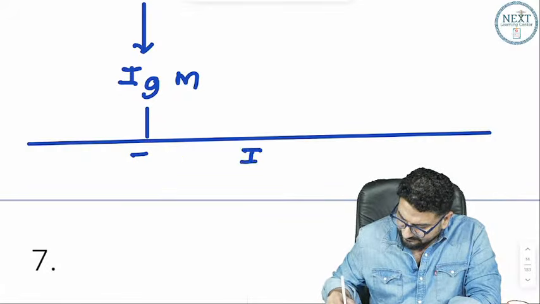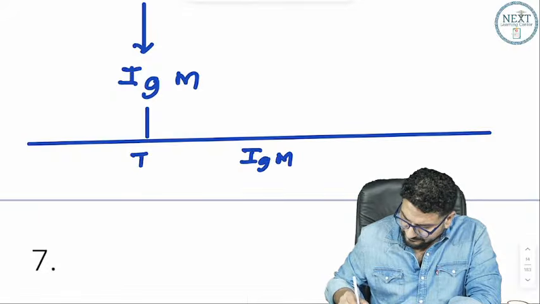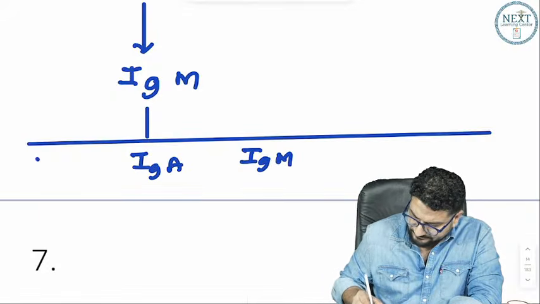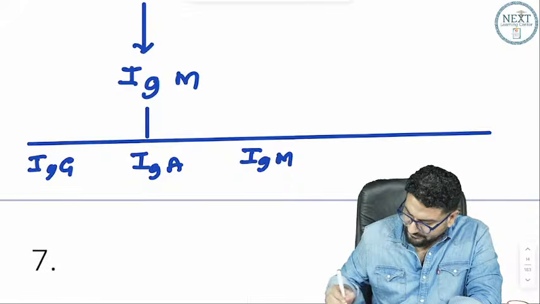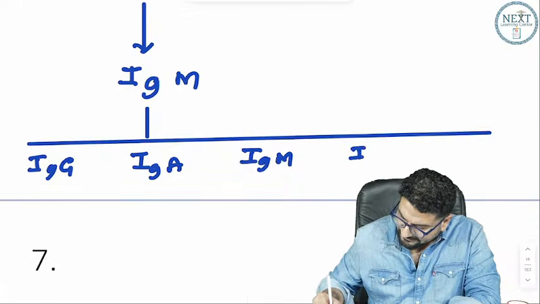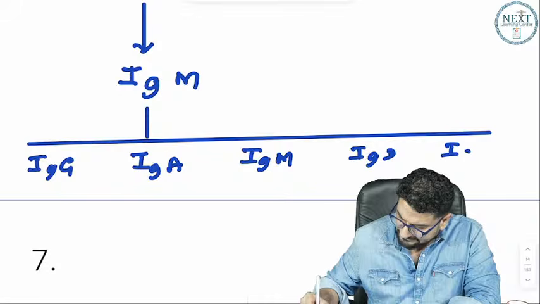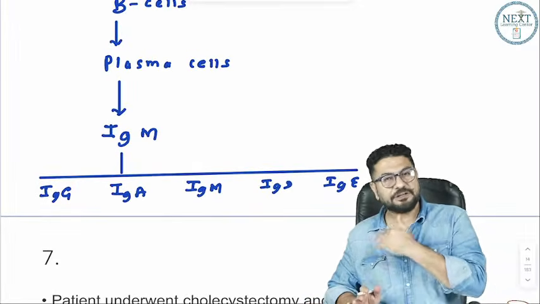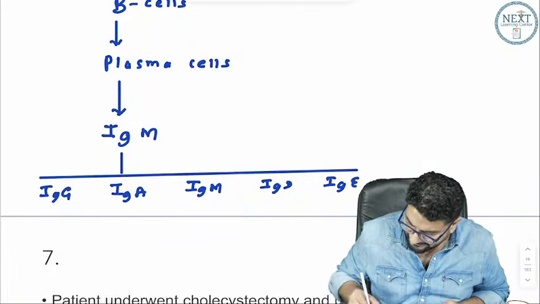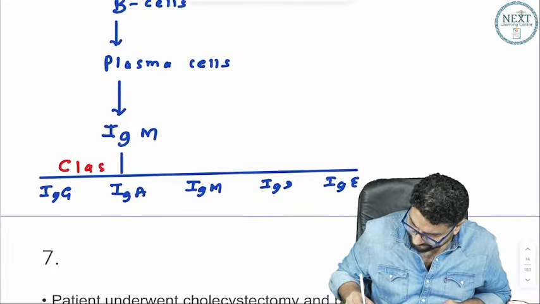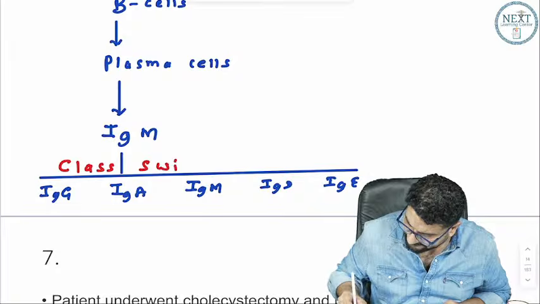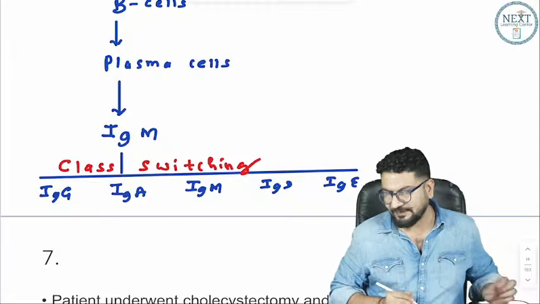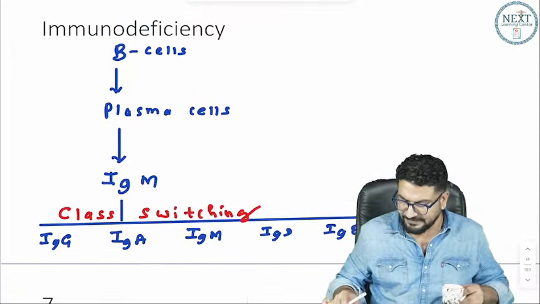It remains IgM, or it can convert into IgA, or IgG, or IgD, or IgE. So this phenomenon, when one antibody is converting into different other types, we call this class switching. It is called class switching, or what we also call isotype switching. Right? Now this B cell converts into plasma cells.